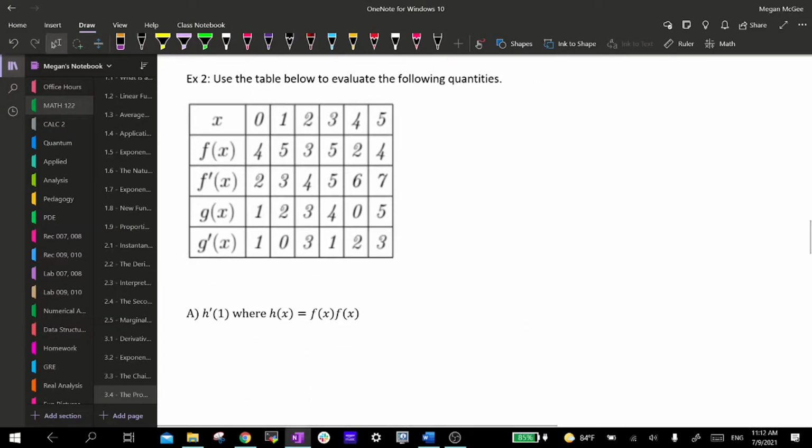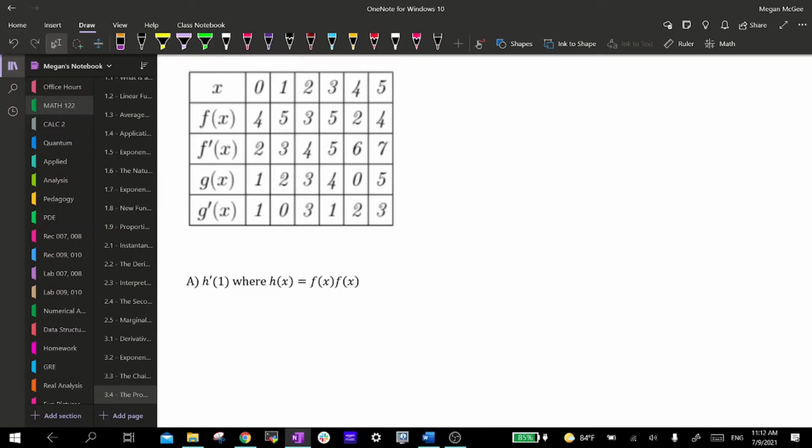Alright, so let's look at example 2, where we want to use this table to evaluate the following quantities. So we'd like to find h prime of 1, where h of x is equal to f of x times f of x. Alright, so this is f of x squared, but it's a product, which means we need to use the product rule. So, by the product rule, our h prime of 1 is going to be the derivative of the first, evaluated at 1, times the second, evaluated at 1, and then added to the derivative of the second, evaluated at 1, times the first, evaluated at 1.